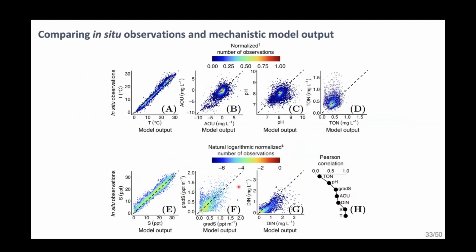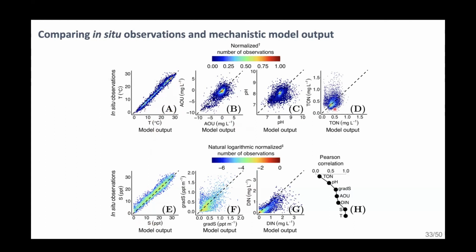So let's first have a look at the comparison between mechanistic model output provided by CBEFs on the x-axis and the in situ observations on the y-axis. The dashed line shows you the perfect ratio, and so ideally you want the points to be on this dashed line. What we see is that for the physical variables, we're doing a really good job, and we model them pretty well, like salinity and temperature, because they're near this dashed perfect line.